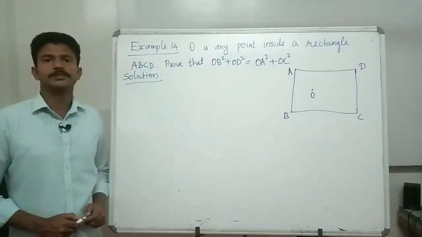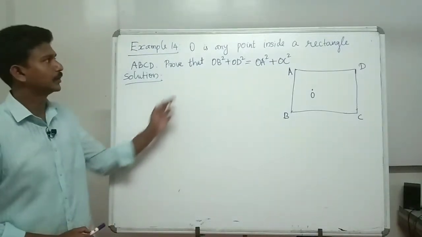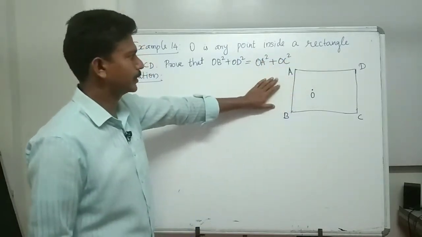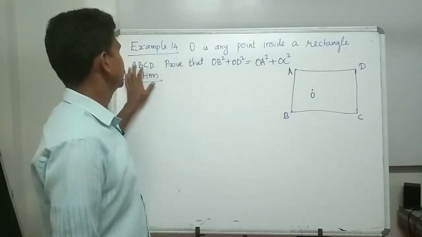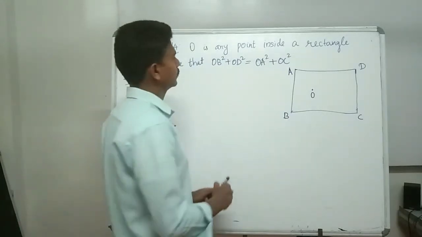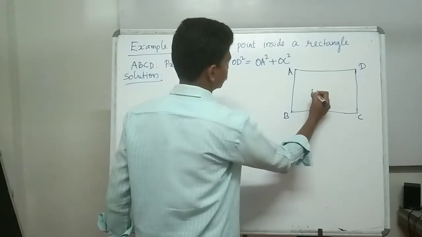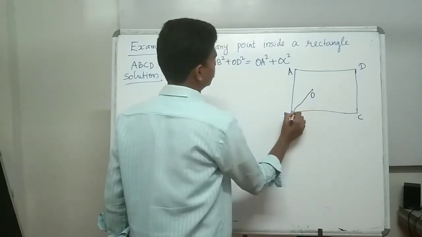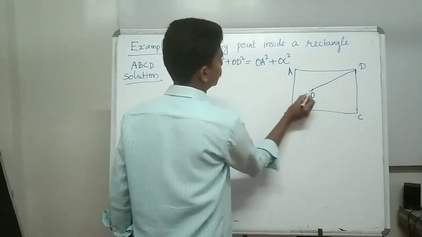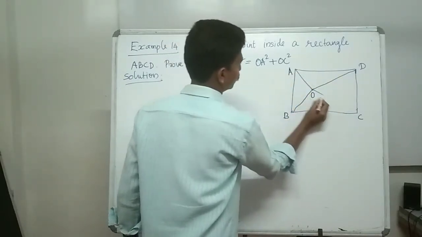Example 14 from the chapter Triangles. O is any point inside a rectangle. It is given like this. In rectangle ABCD, we should prove that, joining OB, OB square plus OD square is equal to OA square plus OC square.